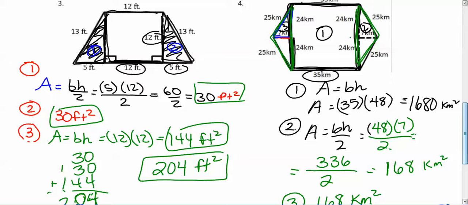I know Lonnie, for example, said, I've got 3 different answers. You have to make sure you find the area of each piece and then combine them all through addition. Question?